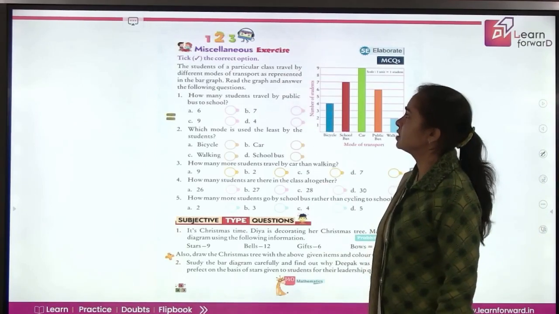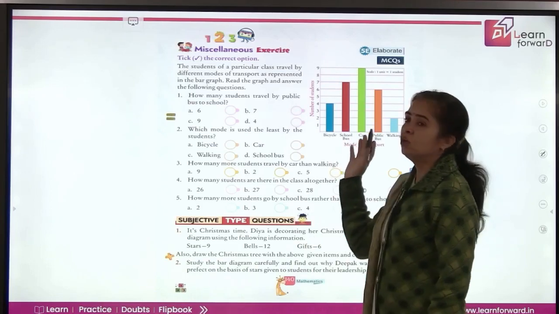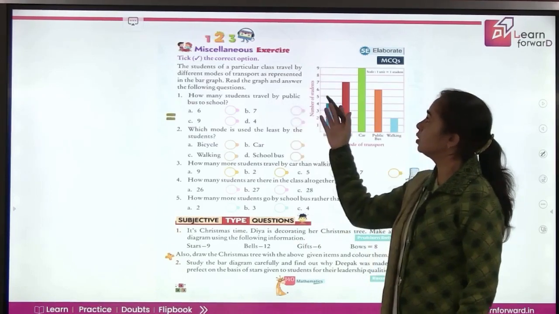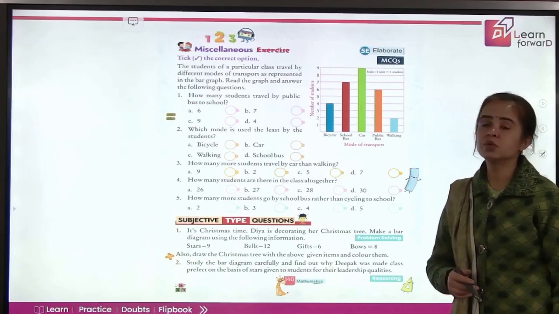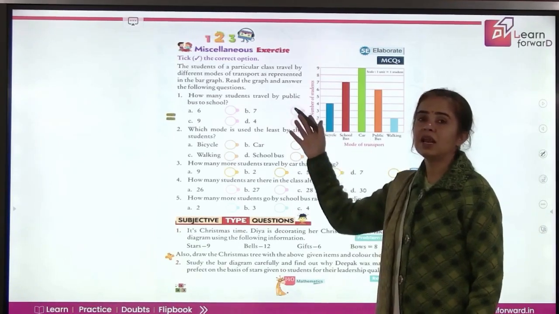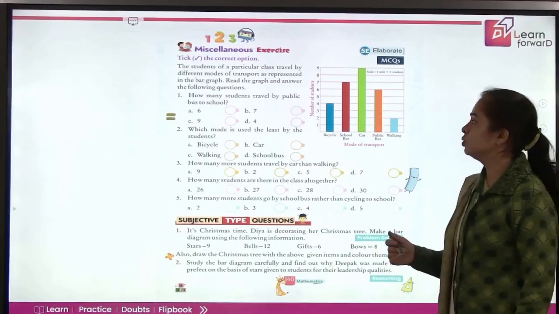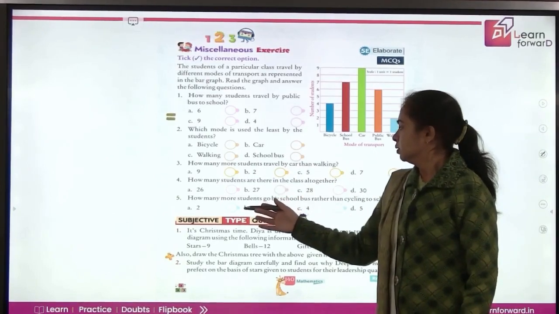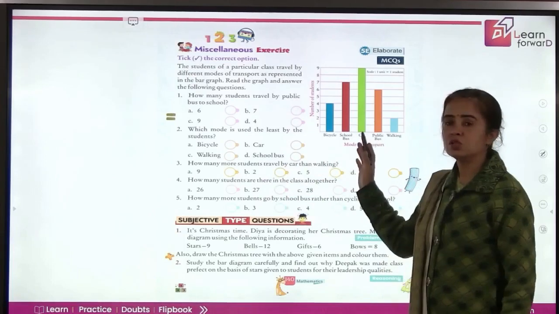Now, a miscellaneous exercise for you. Tick the correct option. You have a bar graph here. The students of a particular class travel by different modes of transport as represented by this bar graph. So you have to read this and then answer the questions. I am sure you'll be able to do it yourselves. All these 5 questions are based on this bar graph.